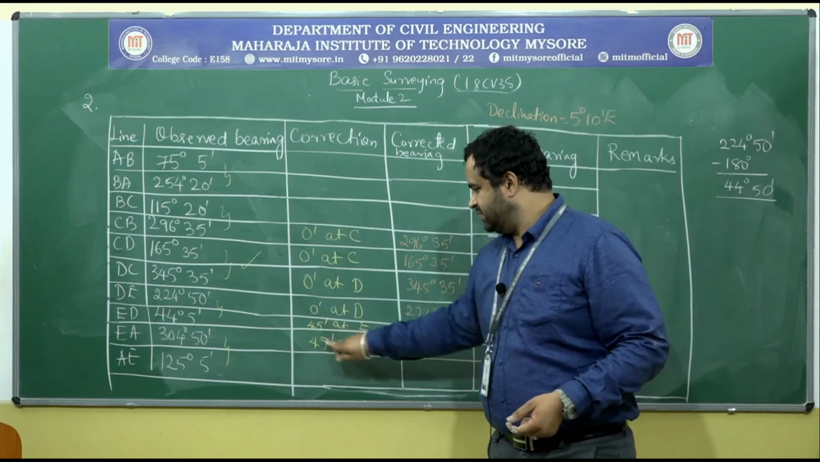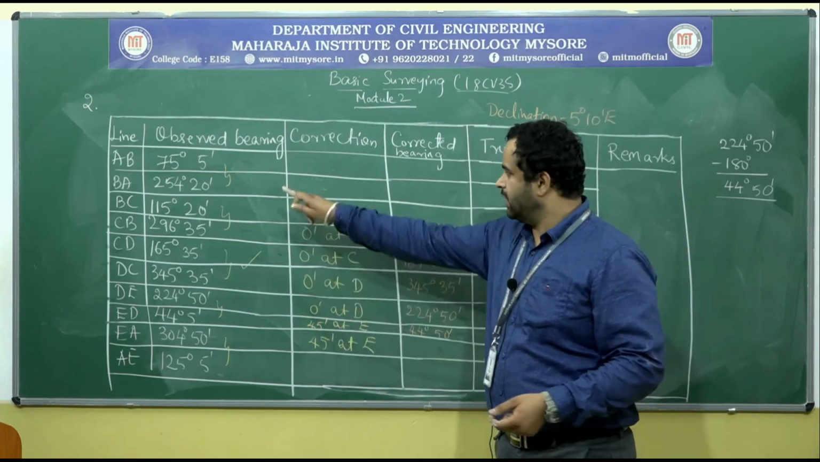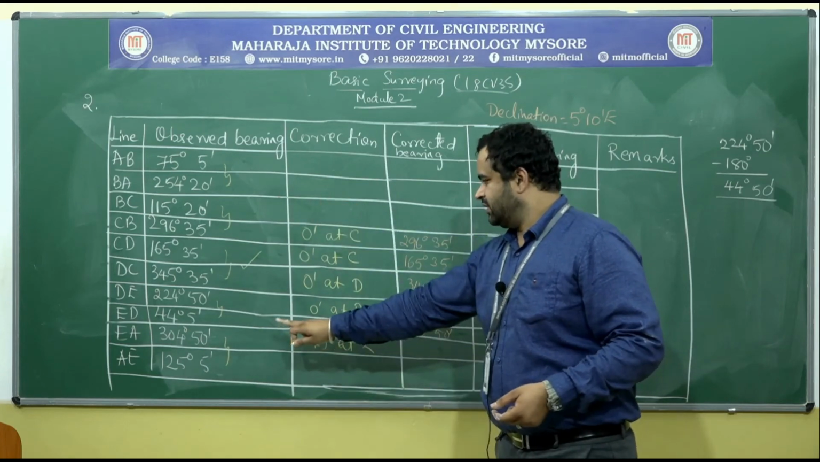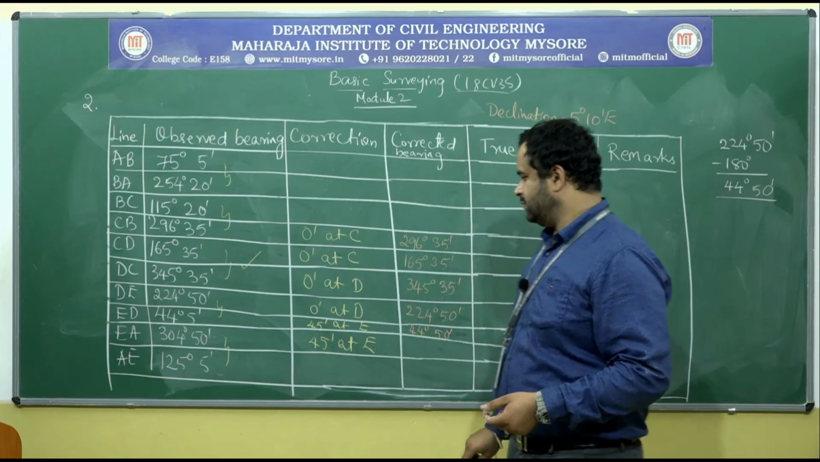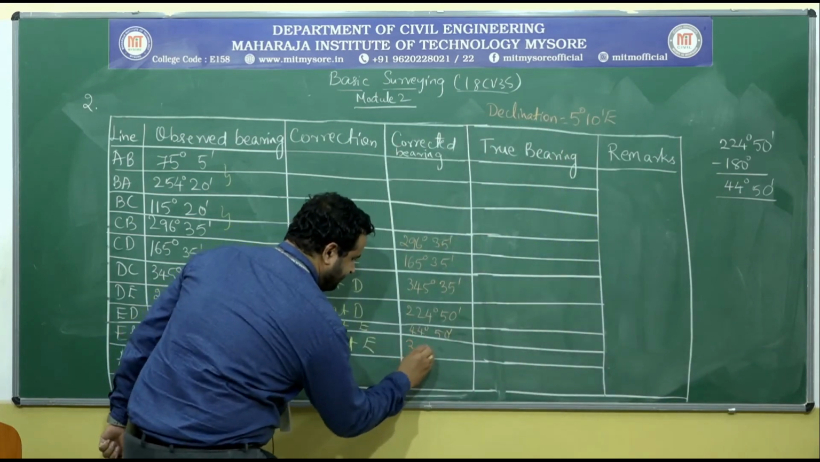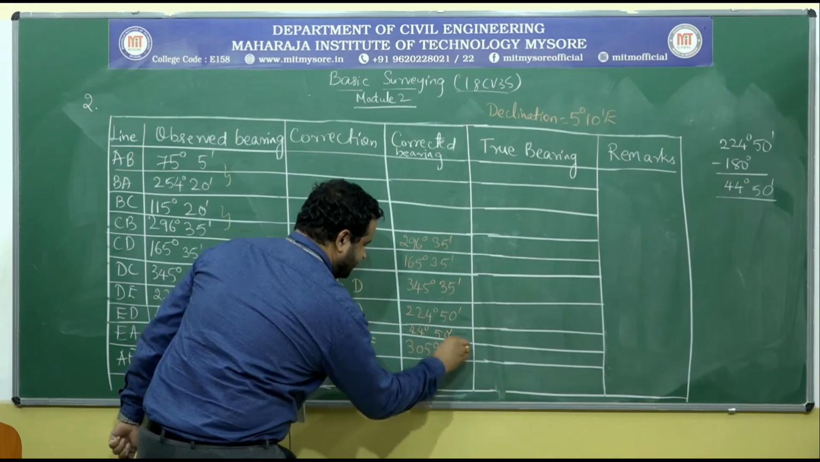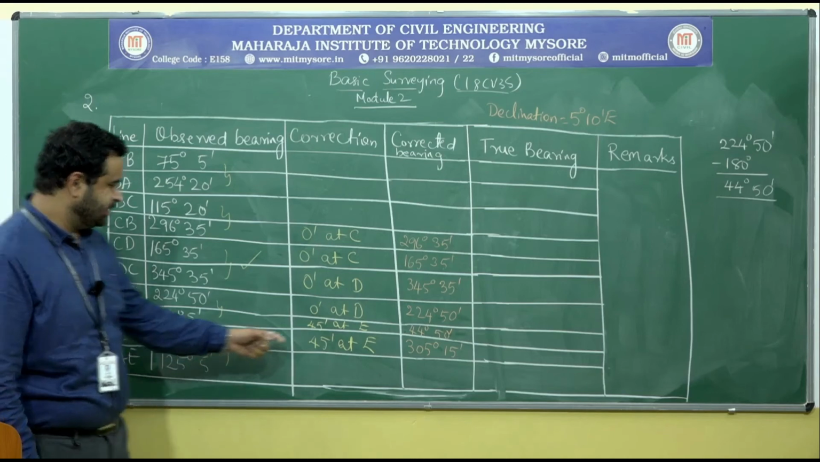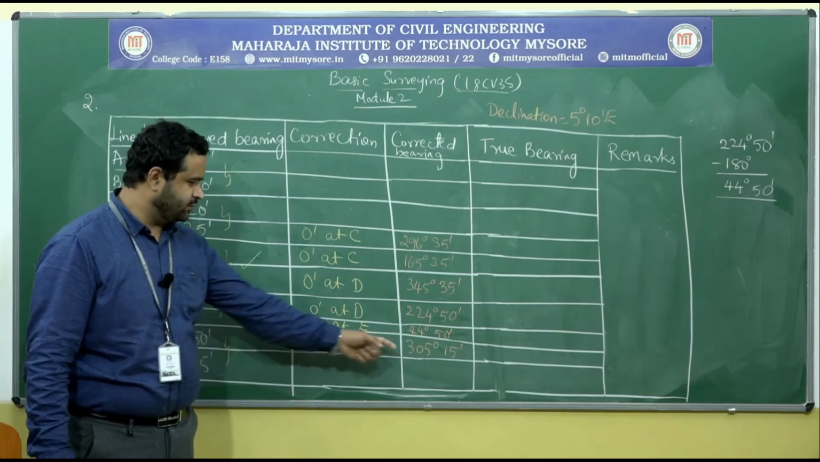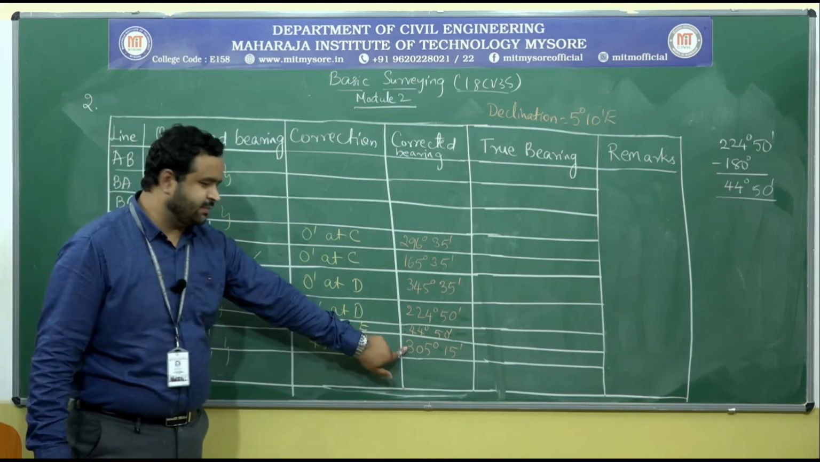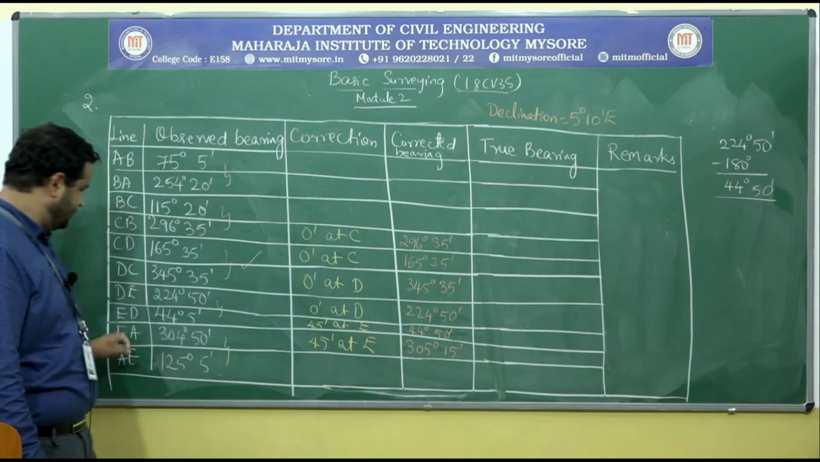304 degrees 50 minutes plus 45 minutes, you have to add this plus this column. So 304 degrees 50 minutes plus 45 minutes will give you how much? 305 degrees 15 minutes as the corrected bearing. Now this will be the correct fore bearing of the line EA.